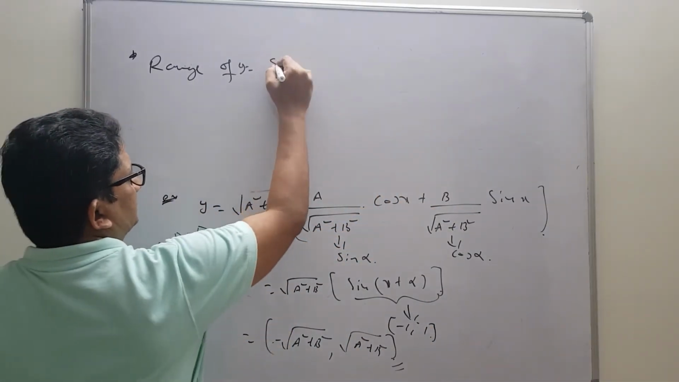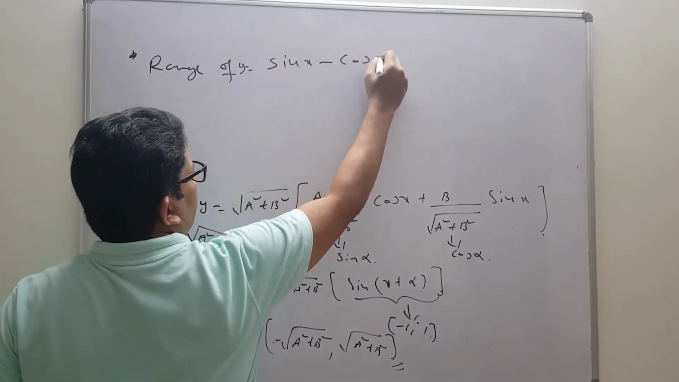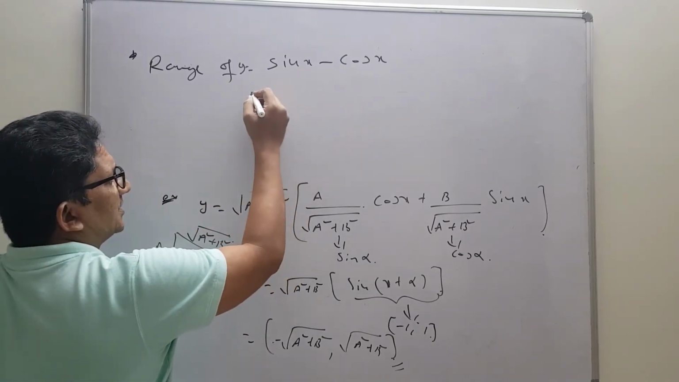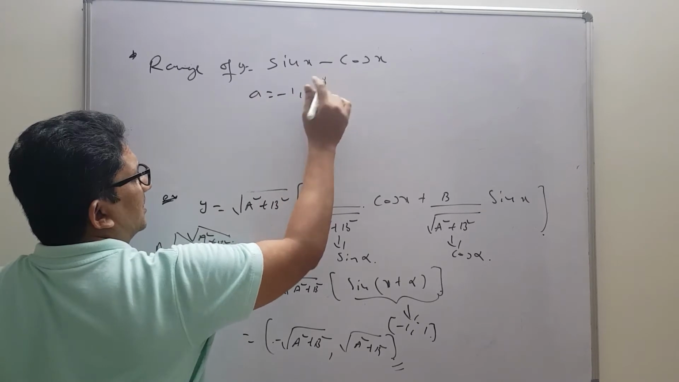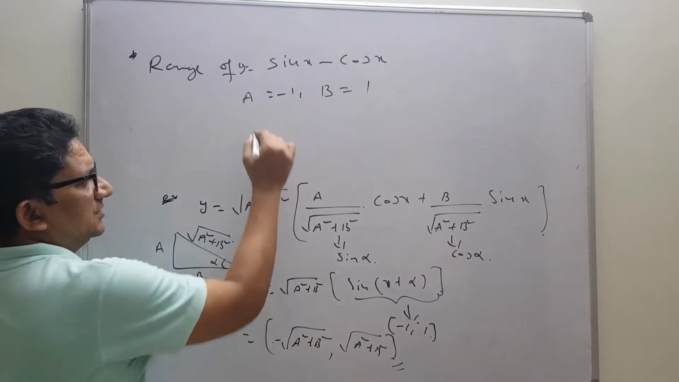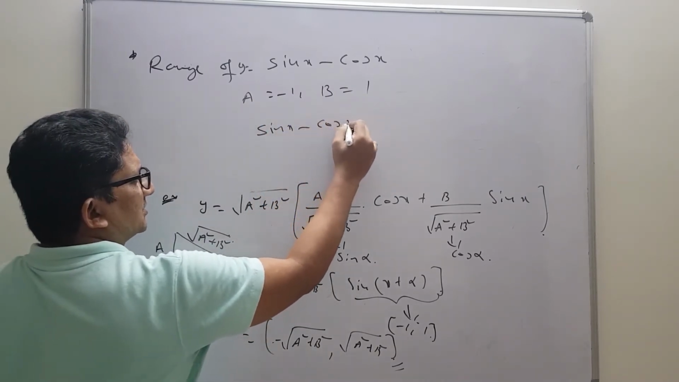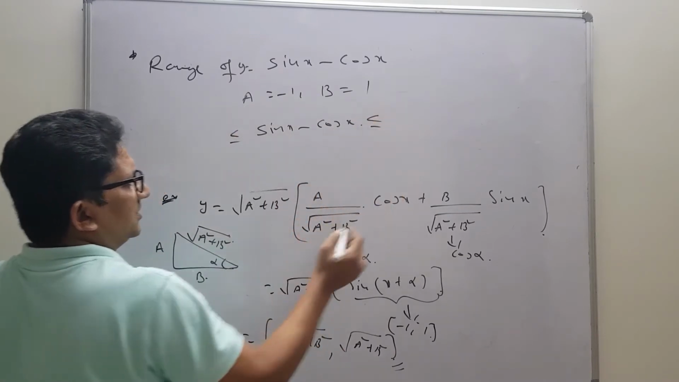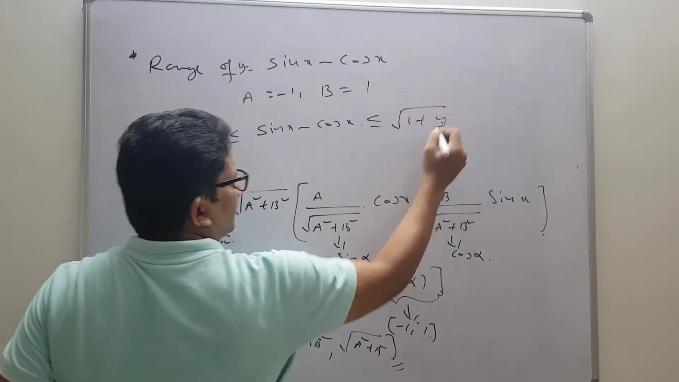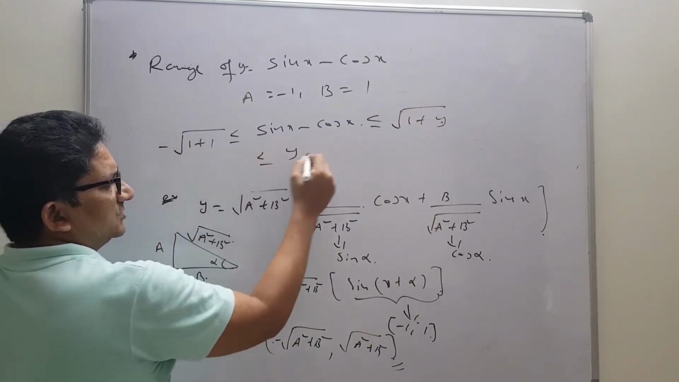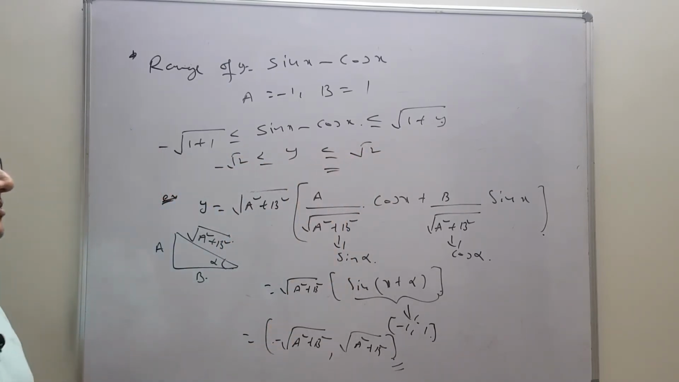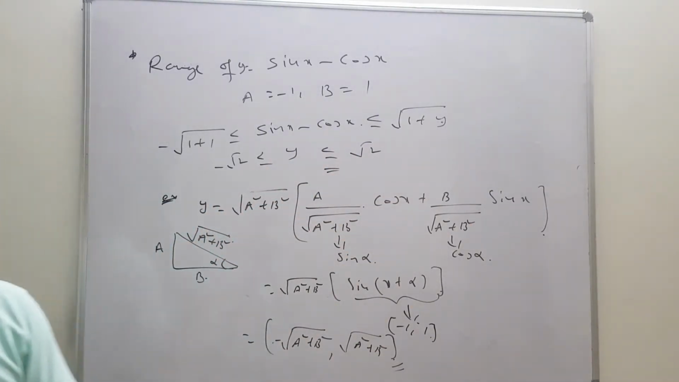Example, range of sin x minus cos x. To find the range of sin x minus cos x, if you compare, then here the a value is minus 1 and the b value is 1, whether capital or small letters. That means sin x minus cos x, or y, lies in between minus root of a square plus b square and plus root of a square plus b square. So instead of this, we can simply write y. So y lies in between minus root 2 and plus root 2. So the range is the closed interval minus root 2 comma root 2.